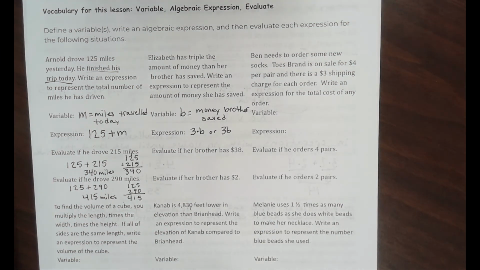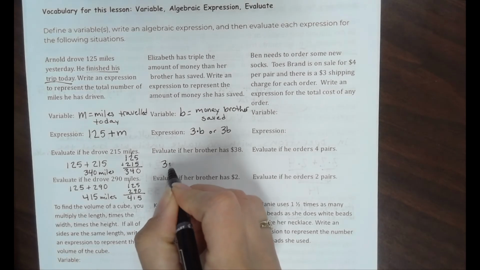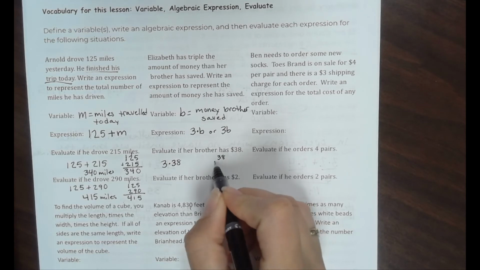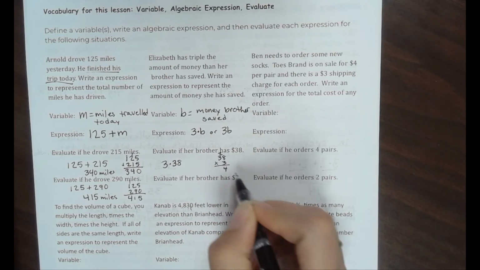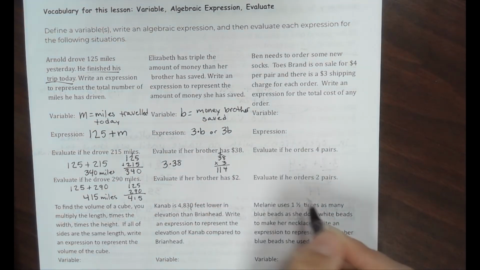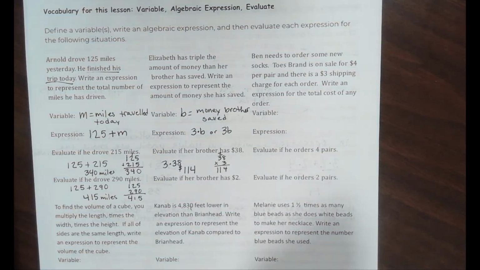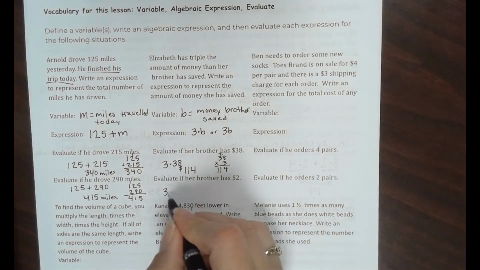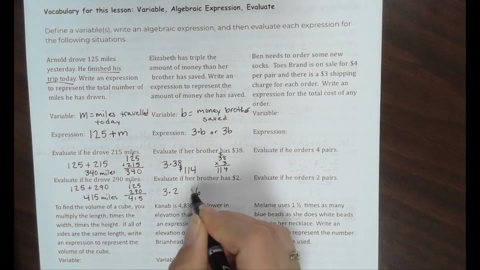Alright, evaluate if her brother has $38. So we'd write 3 times 38. So 38 times 3. 3 times 8 is 24. Regroup 2. 3 times 3 is 9, plus 2 is 11. So we get $114 if he has $38 saved. Evaluate if her brother has $2. Same idea, replacing B with 2. So that would mean she would have $6.